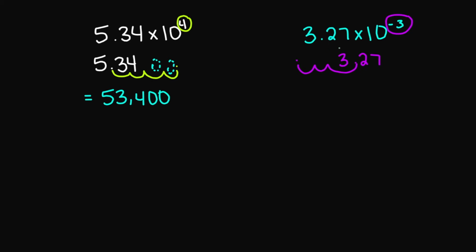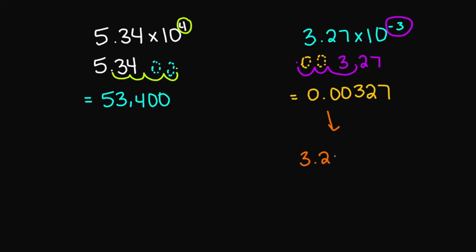So now I'm going to fill in my gaps with zeros. So we have a 0 here, and we also have another 0 here. So your answer, your standard form, is going to be 0.00327.